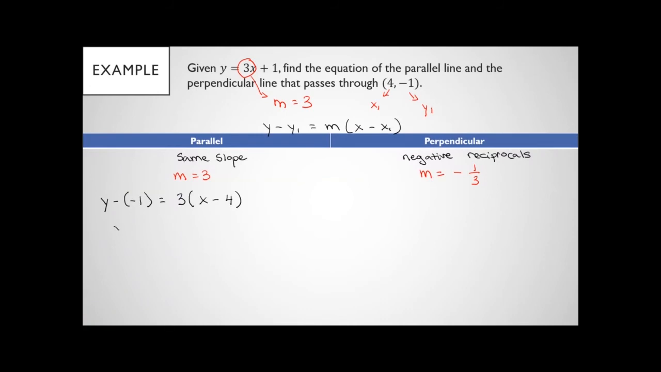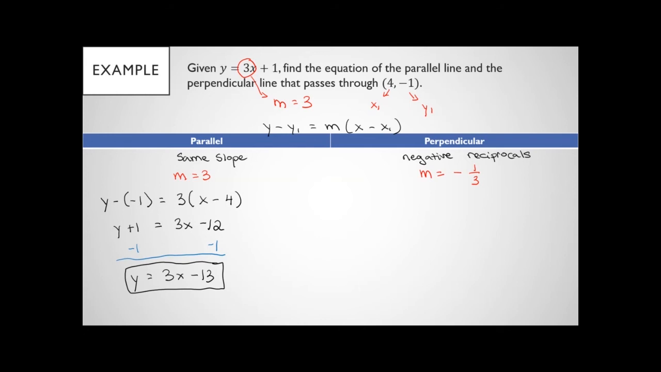So y minus negative 1 is y plus 1. And I'm going to distribute 3 times x is 3x. 3 times negative 4 is negative 12. Then I'm going to subtract 1 from both sides. And we get y equals 3x minus 13. And this line is going to be parallel.